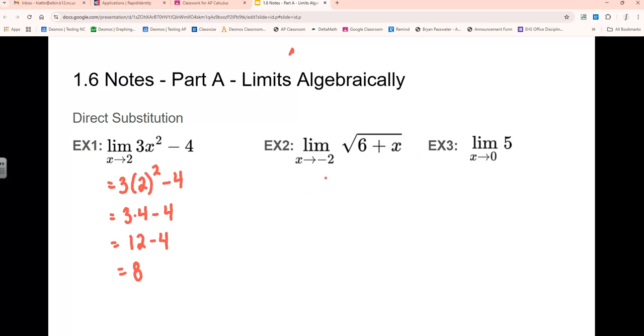Like example 2, you are just going to plug in -2. Square root of 6 plus -2 is going to be the square root of 4, and you get 2. There's your answer. Okay. 3 is so easy it's hard. What is the answer for 3?